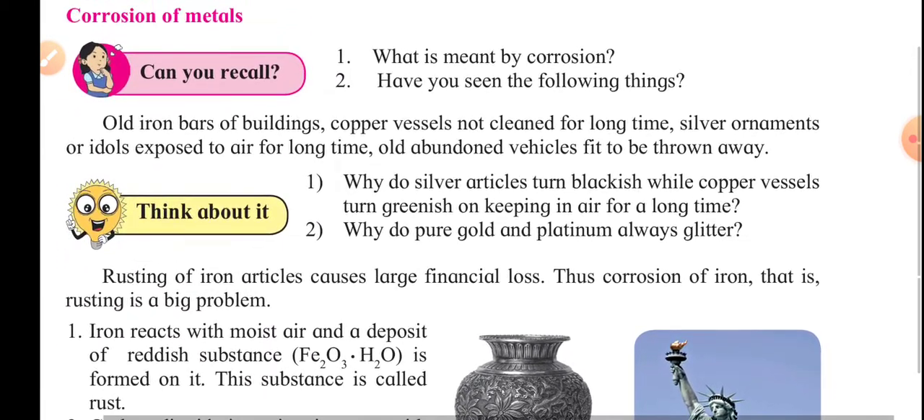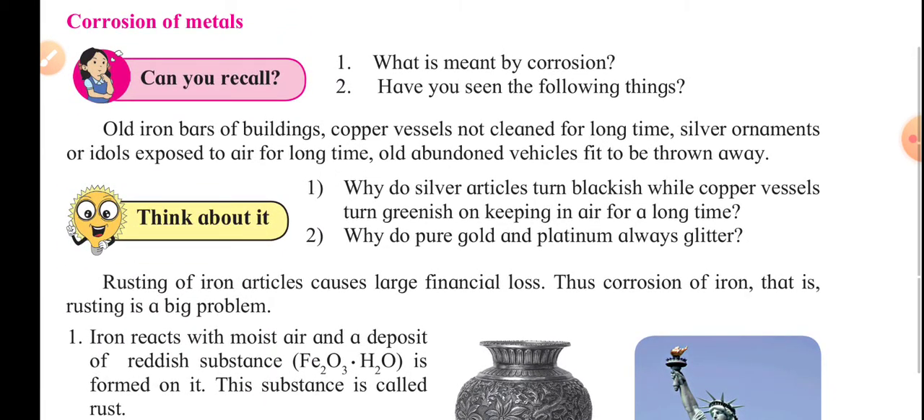Corrosion of metals means whenever a metal is reacting with other elements and forming some unwanted compounds. In simple words, that process is called the corrosion of metals. This corrosion of metals reduces the life of the metal objects.